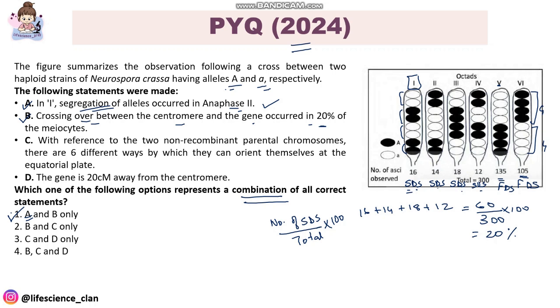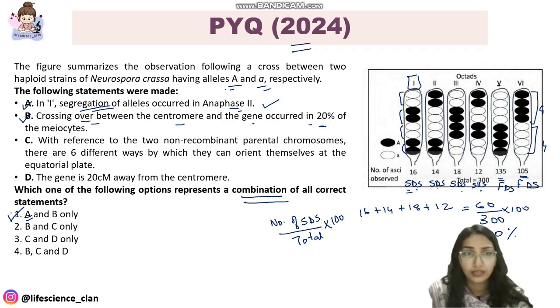We'll still read statement C because it could be useful for you in the next exams. With reference to the two non-recombinant parental chromosomes, there are 6 different ways by which they can orient themselves at the equatorial plate. So now here they are saying there are 6 different ways. To find the different ways, we have the formula 2 raised to n, where n is the number of chromosomes. Here we can say n is equal to 1 because we are studying one chromosome in this question, not much data is given to us. So this would lead to 2. So 2 different ways in which the chromosome can be aligned. So this option is wrong.